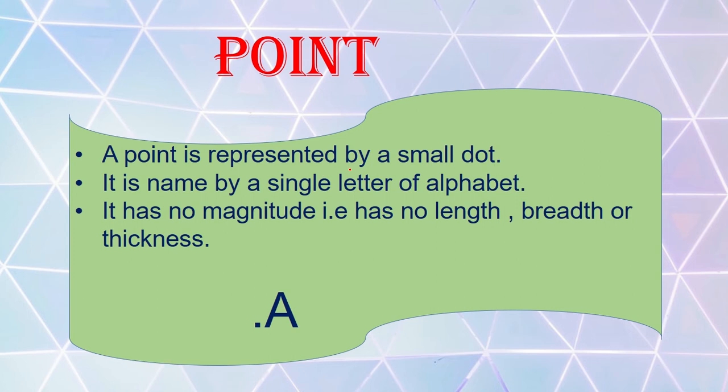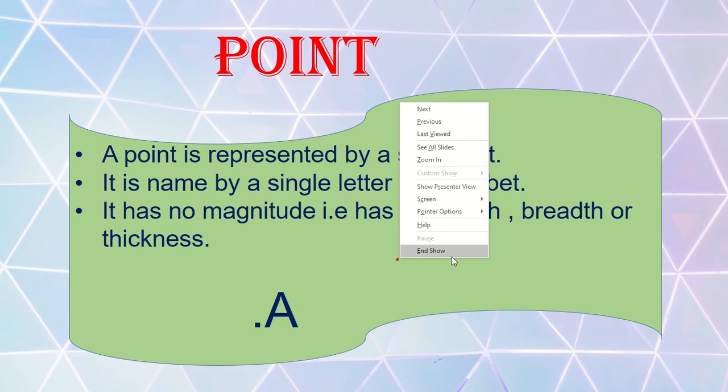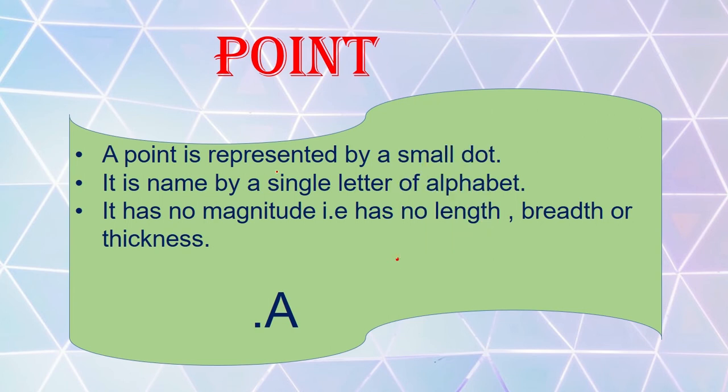A point is represented by a small dot. If I am putting a point like this here, this one is a point. It is named by a single letter of the alphabet. As you can see here, this blue dot is a point. I have given the name A here. You can give any name. Suppose I am considering this red point, I am giving the name P. So I have this point P.